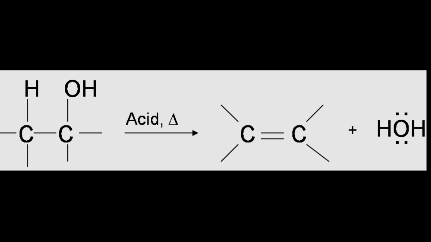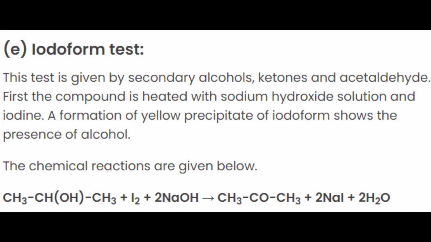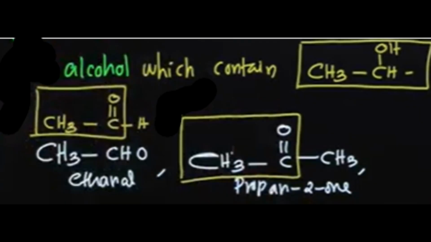For example, butan-2-ol heated with concentrated sulfuric acid produces alkenes. Lastly, let's discuss the iodoform test, which identifies certain alcohols. Secondary alcohols and methyl ketones that have a methyl group adjacent to the hydroxyl group will react with iodine in the presence of sodium hydroxide. A positive result in this test is indicated by the formation of a yellow precipitate of iodoform.